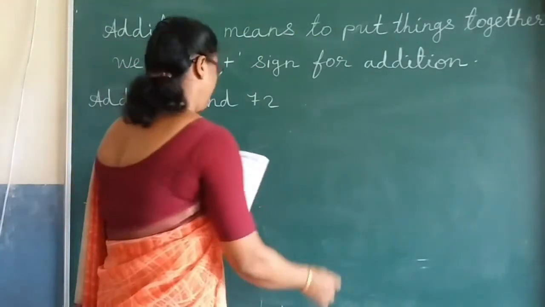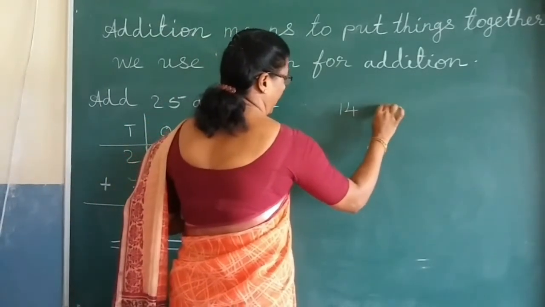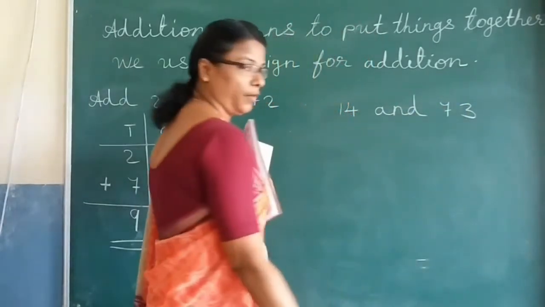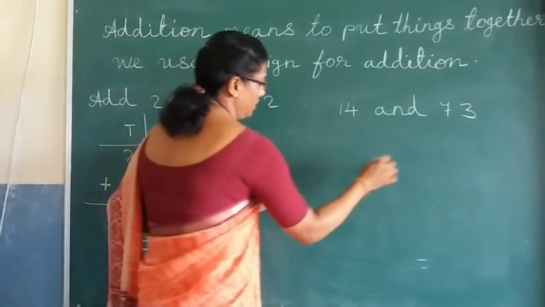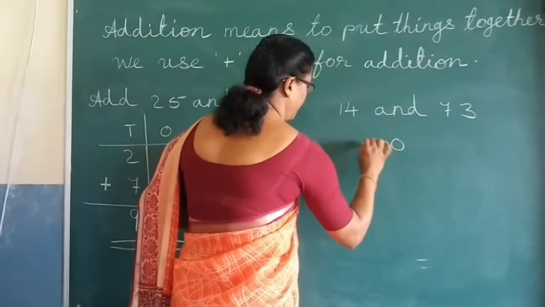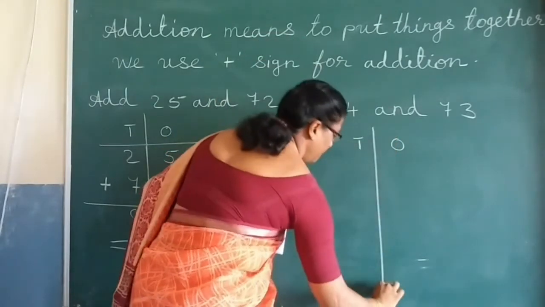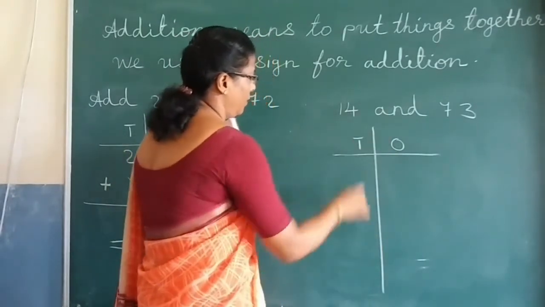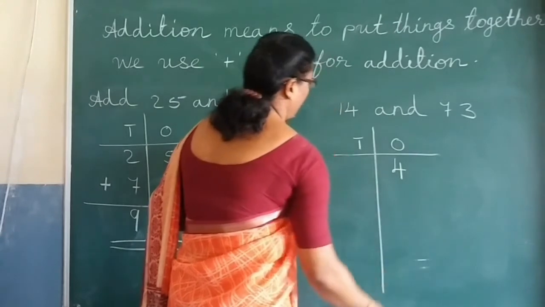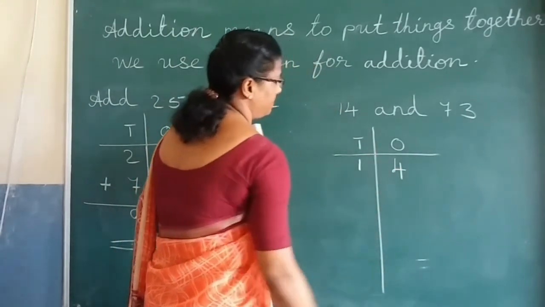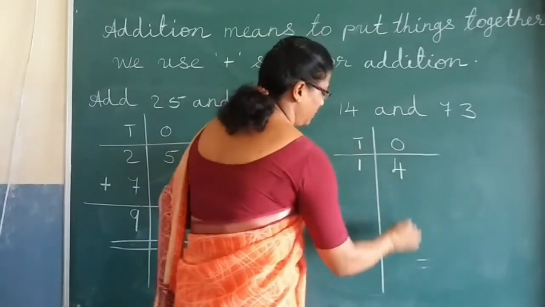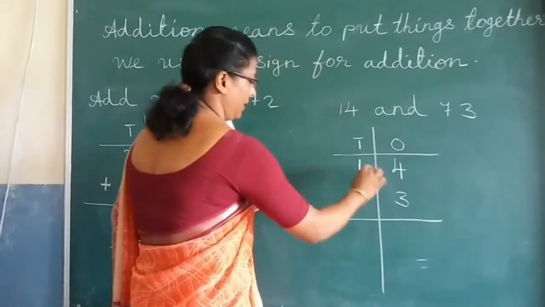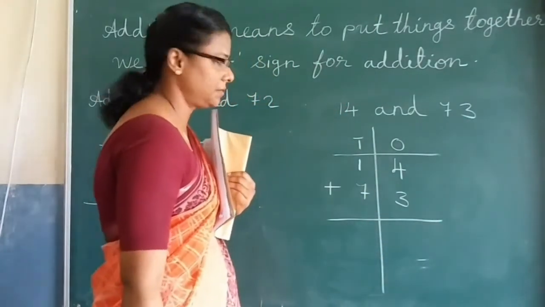Last example. 14 and 17. Write it here, ones and tens. Make columns. First write the number 14. Four in the ones column, one in the tens column. After that, 17. Seven in the ones column, one in the tens column. After that, add these numbers.